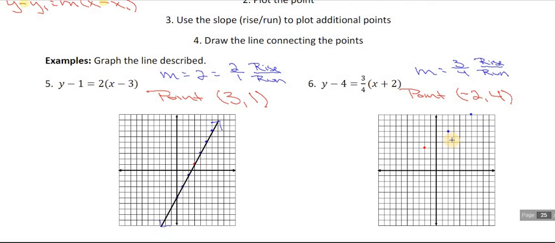We can go back to our starting point, the red point, go opposite in both, so down 3, 1, 2, 3, left 4, 1, 2, 3, 4. Down 3, left 4. And then we draw our line going through those points. And we put our arrows on the end, showing that it does continue on and on forever.